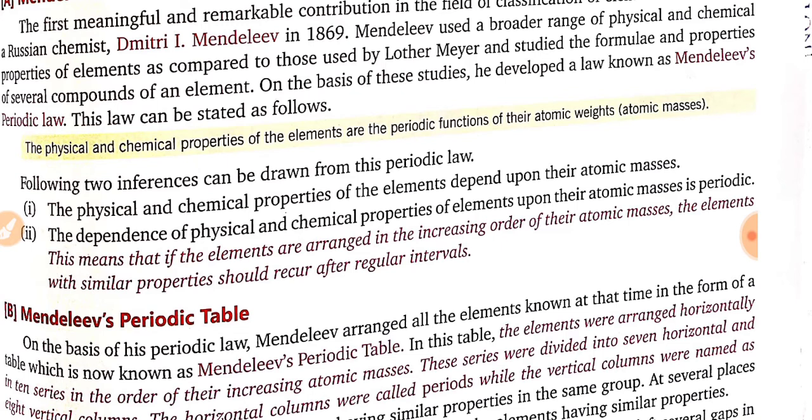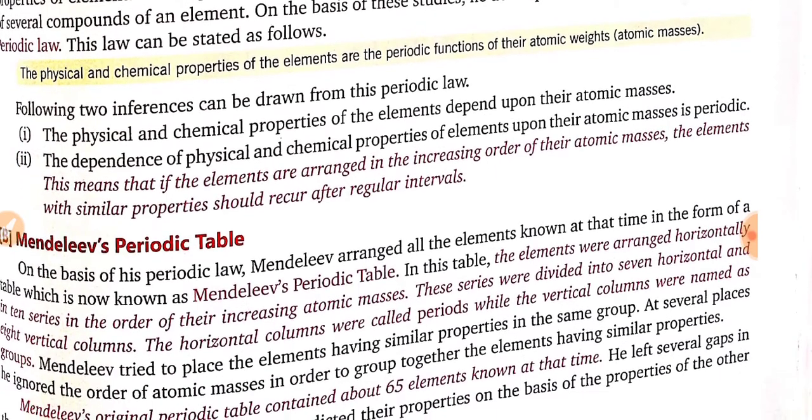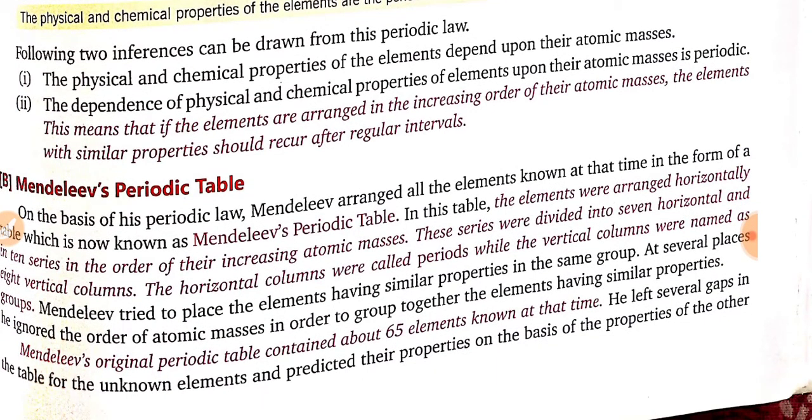Okay, so the following two inferences can be drawn from his periodic law. First, the physical and chemical properties of the elements depend upon their atomic masses. Second, the dependence of physical and chemical properties of elements upon their atomic masses is periodic. This means that if the elements are arranged in the increasing order of their atomic masses, the elements with similar properties should recur after regular intervals.